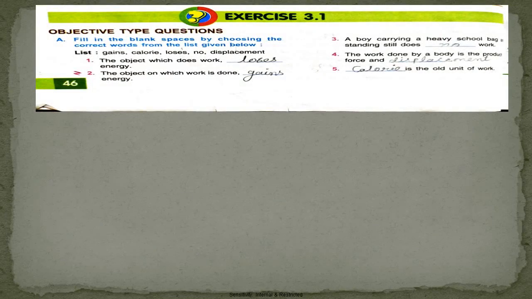Now it is our turn to solve the back exercise, exercise 3.1. Now the objective type questions. Our first question is fill in the blanks, and the help box is given. So first question is, the object which does work loses energy. Okay, so the answer will be loses. Second one, the object on which work is done gains the energy. Okay, so the answer will be gains.